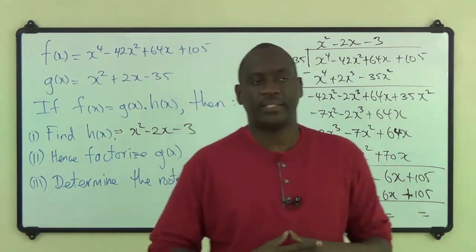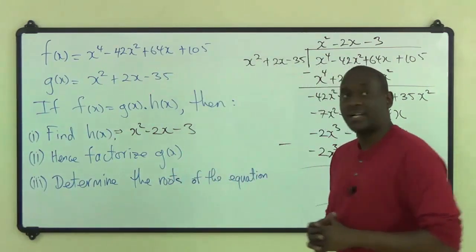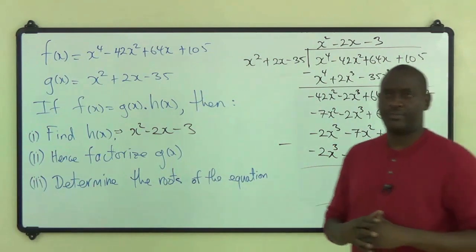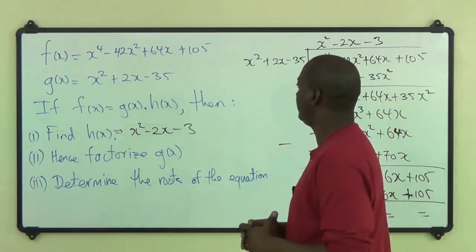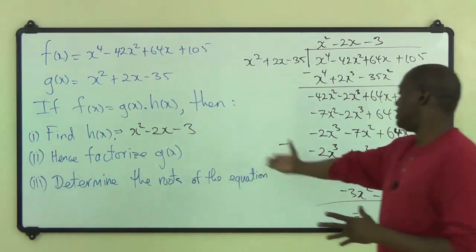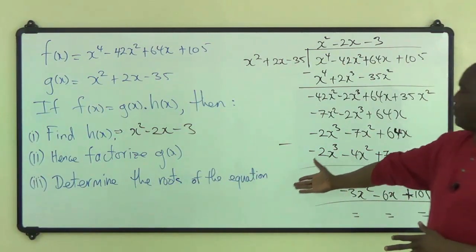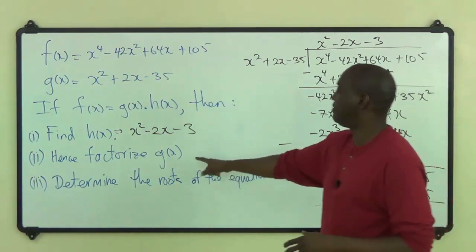Boom! All right, so we are continuing where we left off in the last question. This is where we left off, so we're continuing. We now have to factorize g of x.